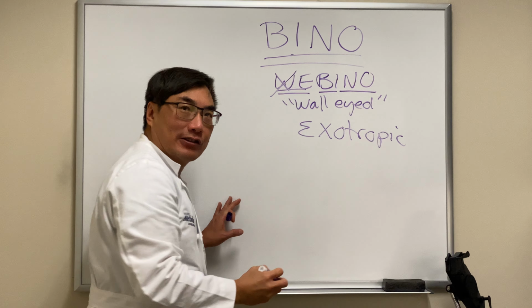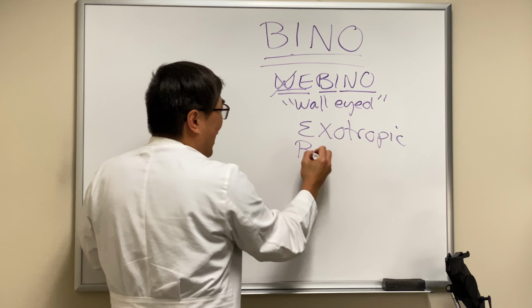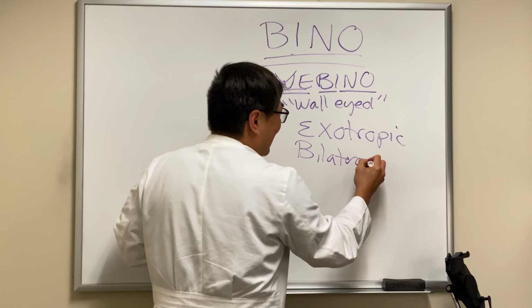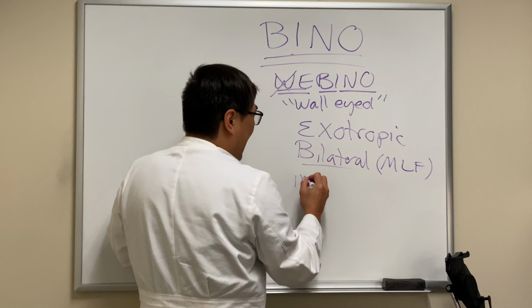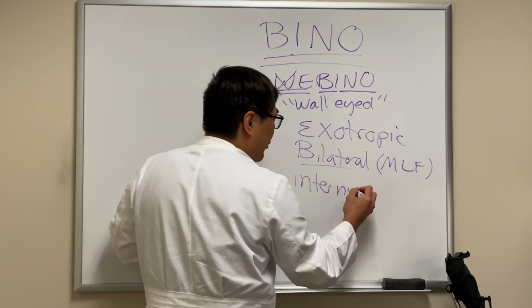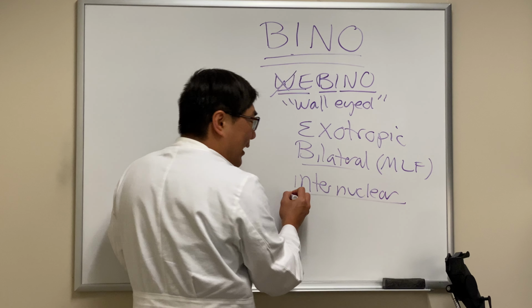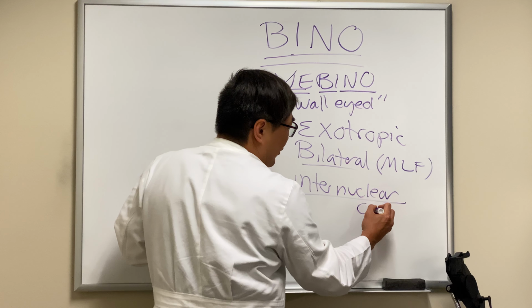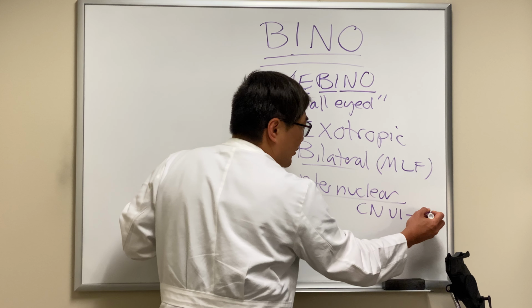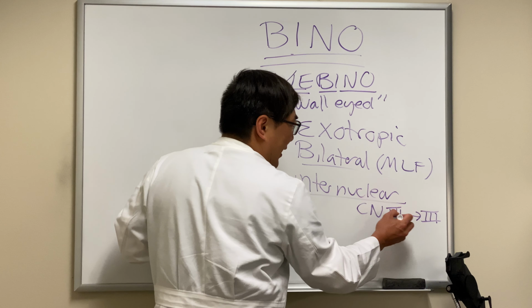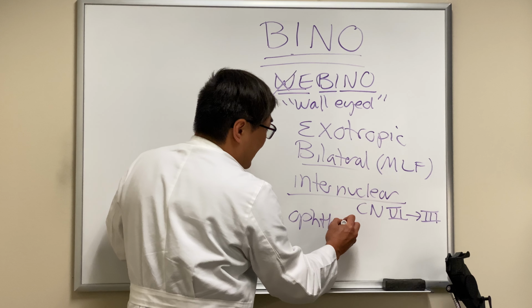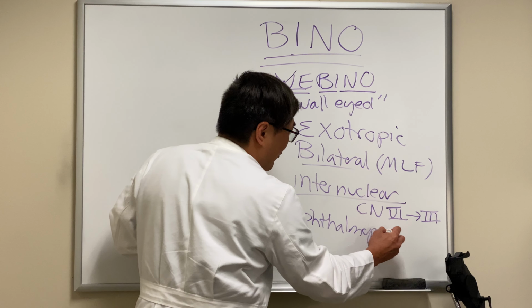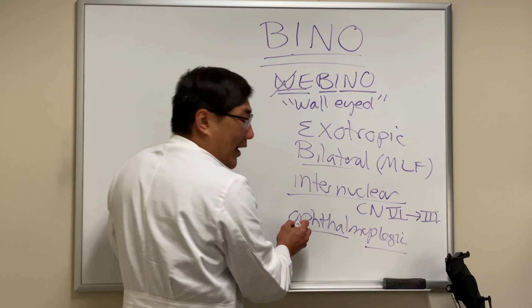bilateral internuclear ophthalmoplegia. It's bilateral because it's a bilateral involvement of the medial longitudinal fasciculus. It's an INO because it's internuclear, and the two nuclei that it's between is cranial nerve nuclei number 6 to the contralateral cranial nerve nuclei number 3. And it's an ophthalmoplegia because it's paralysis or weakness of the eye muscles.